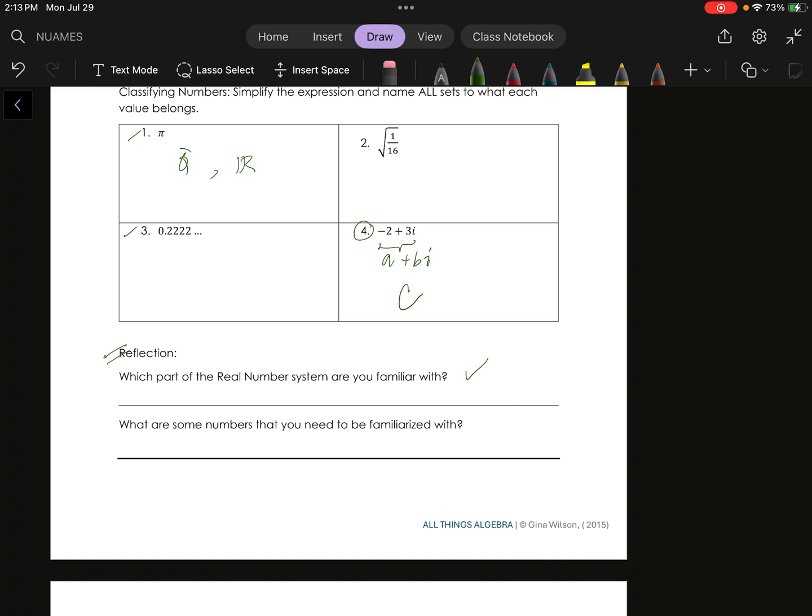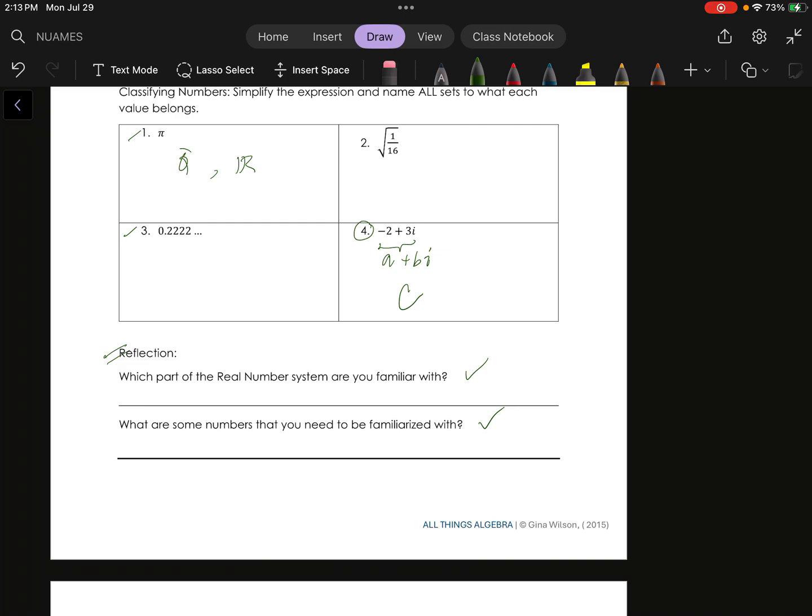And what are some numbers that you need to be more familiarized with? You think that you need more practice or you need more orientation in how to solve it, right? This will be very helpful for you to reflect on what kinds of numbers you should be very aware of, just to make sure that as we go on the year, you know that, oh, these are the parts that I need to improve on or I have to work on, right?